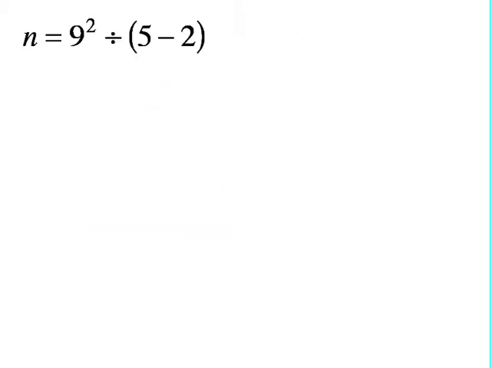All right, let's look at another one. N equals 9 squared divided by 5 minus 2. What do you do first? Yep, which is 3. Okay. What is 9 squared? 81. So I end up having N equals 81 divided by 3. What's 81 divided by 3? 27.